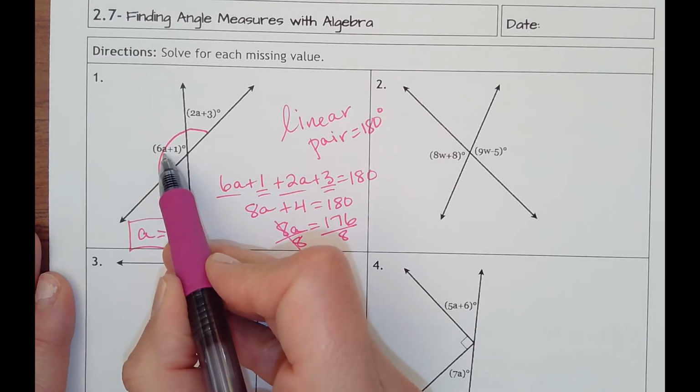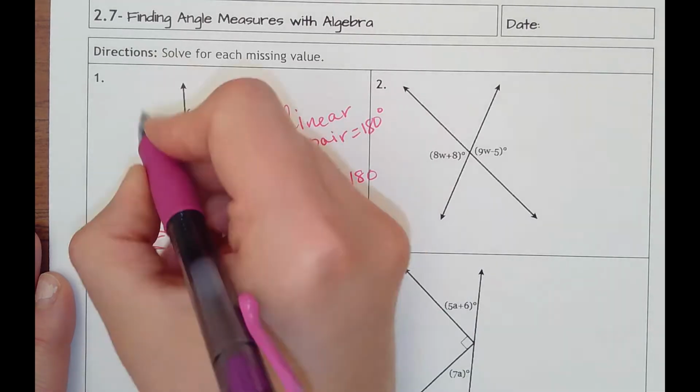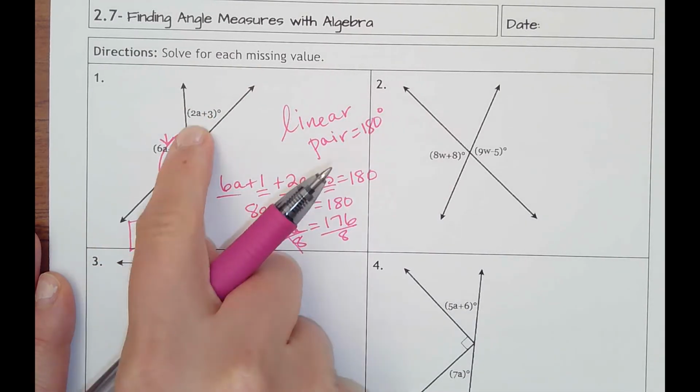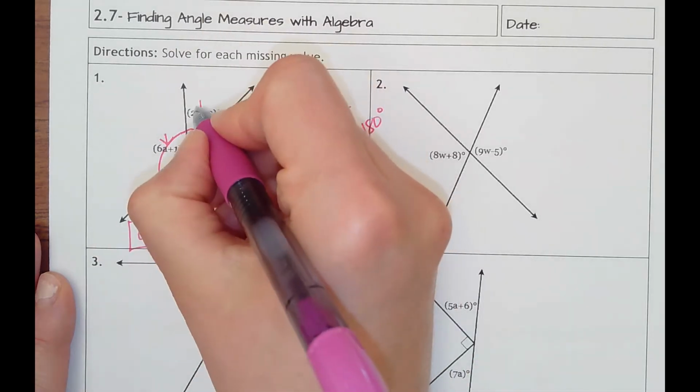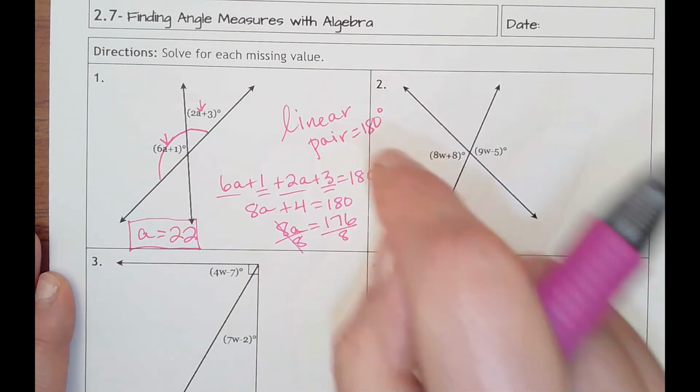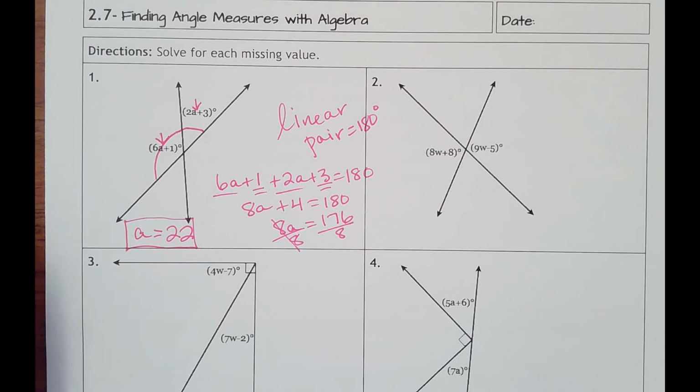And they don't want a specific angle measure, they want to know what the value of A would need to be, so that when I plug this in here and do the operations to it, and I plug it in here and do the operations to it, this angle measure and this angle measure would add together to make 180. So don't get that confused. This is not an actual angle measure.